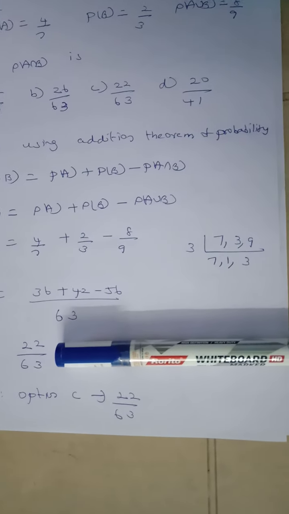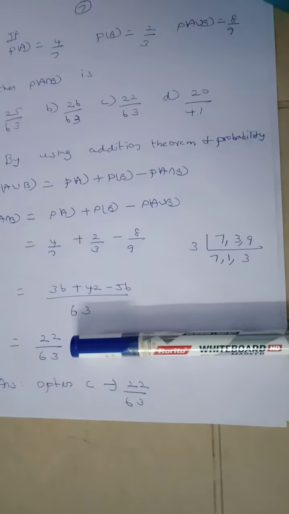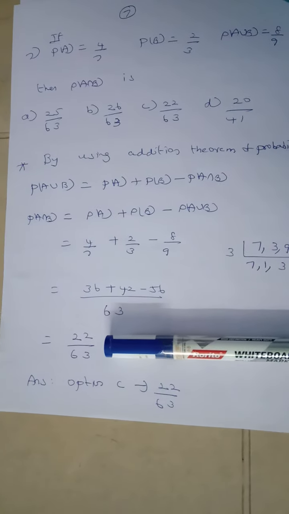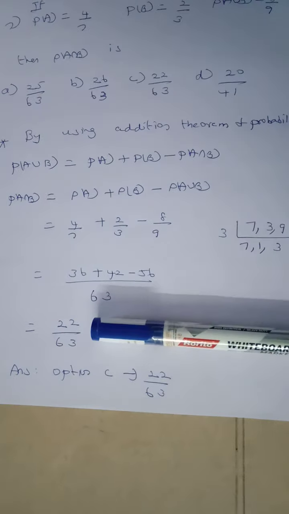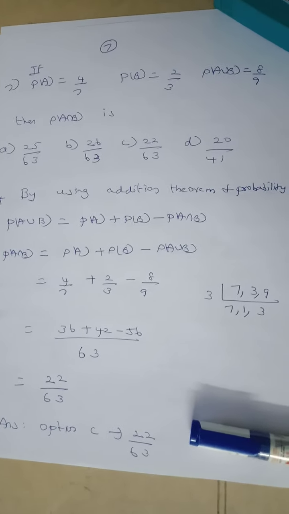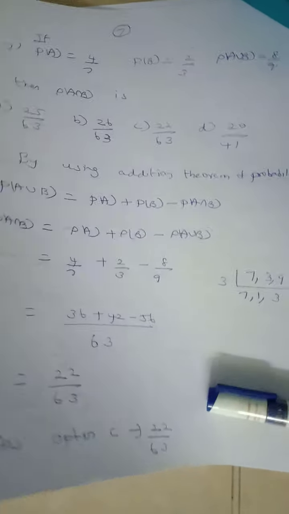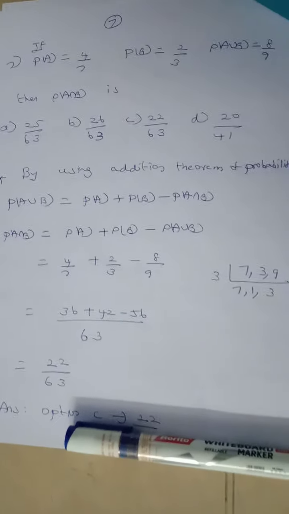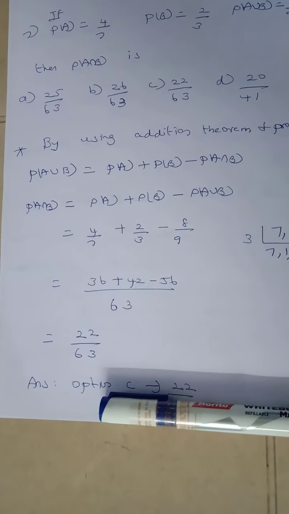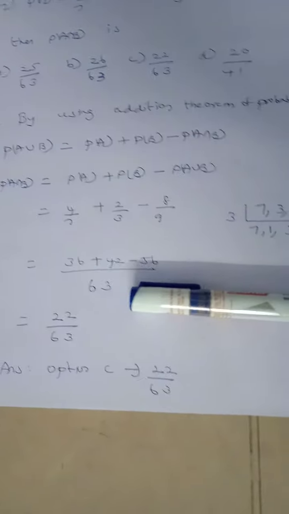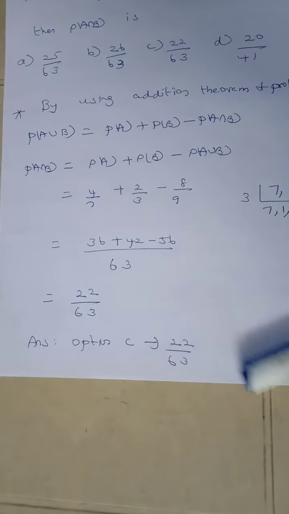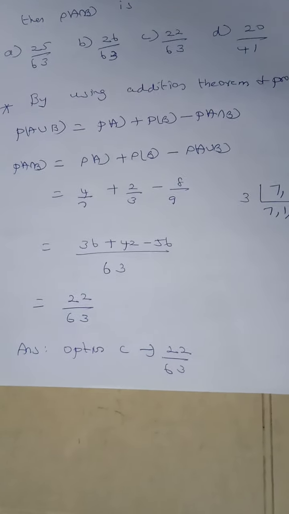Now we are going to take the LCM of 7, 3 and 9. When we take the LCM of 7, 3 and 9, we get 63. 63 divided by 7 is 9, 9 into 4 is 36. 63 divided by 3 is 21, 21 into 2 is 42. 63 divided by 9 is 7, 7 into 8 is 56. So probability of A intersection B is equal to 22 by 63. So the correct option is option C, 22 by 63. So in this problem, we have just used the addition theorem of probability.